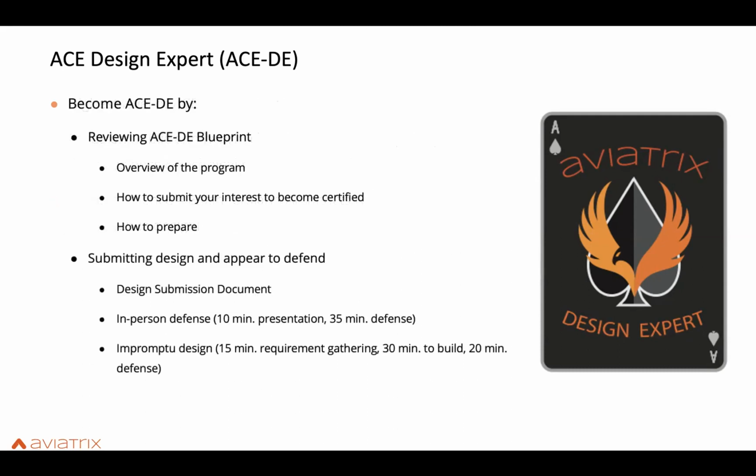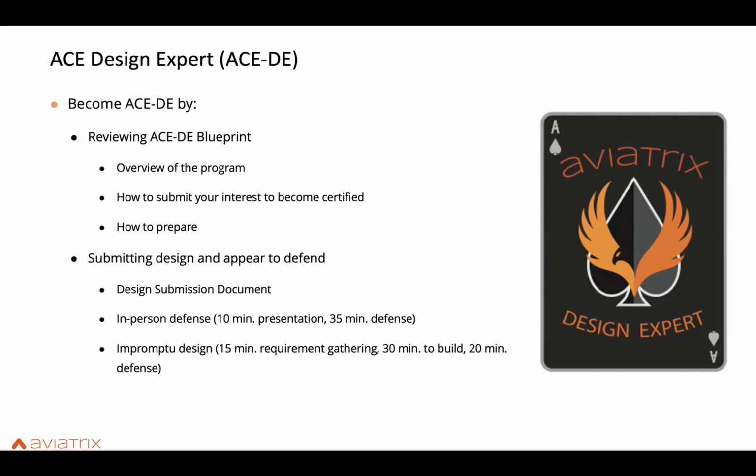So how can you become ACE? The first step is to review the ACE blueprint. What is the ACE blueprint? It's an overview of the program: what it is all about, and how you can submit your interest. If you want to become ACE certified, you have to show your intent. What are the things you need in order to prepare for ACE? All those things you can find in the ACE blueprint, the location of which I have already forwarded to you in the invite.